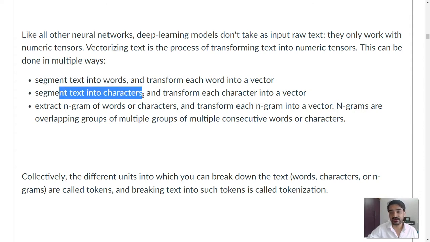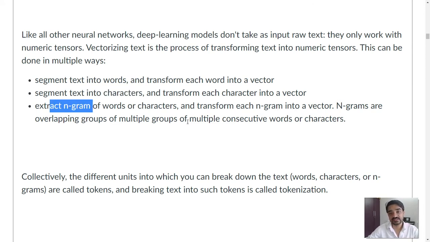Second, we convert each character into a vector. So we have 26 vectors now, and we create new words out of those. That is not preferred anymore, because it's expensive to train, and it's not as performant as word embedding. And third is that we convert our sentences into n-grams.